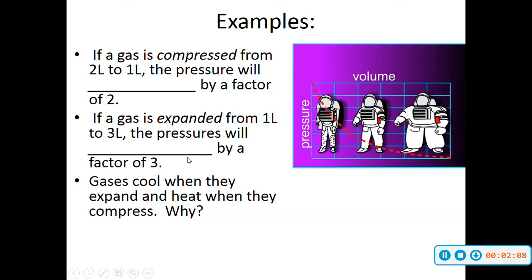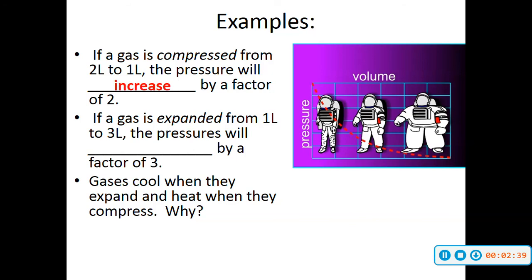Okay, so if we take a look at our examples, if gas is compressed from 2 liters to 1 liter, then the pressure will blank by a factor of 2. So if we're taking a look at volume, we are making the volume smaller. So we're decreasing volume. So what would happen to pressure? Remember, it's an inverse relationship. So if volume is decreasing, we would expect pressure to increase.